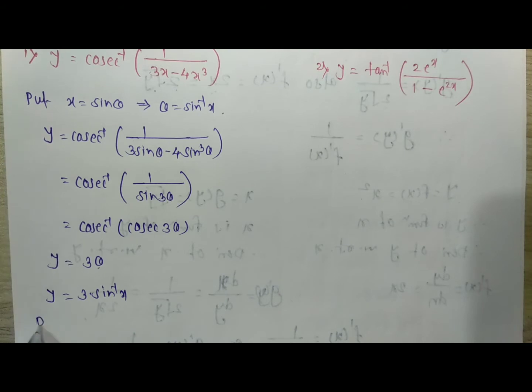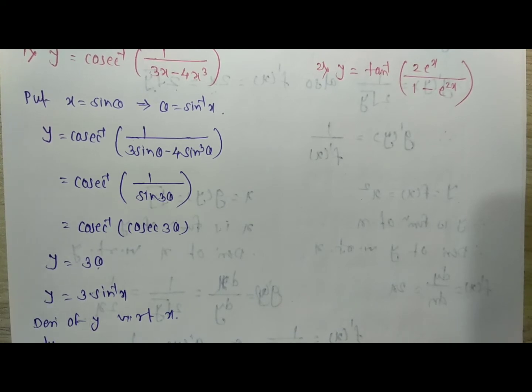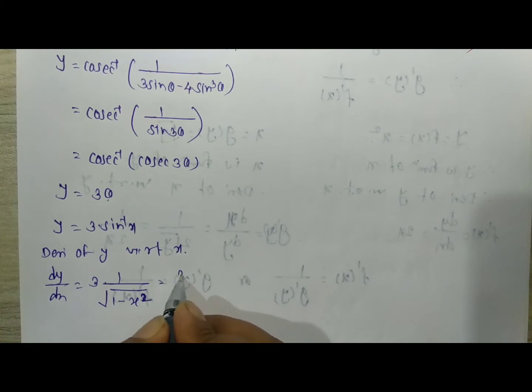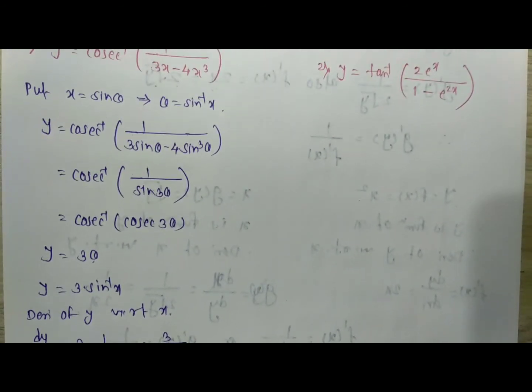Y is a function of x, therefore the derivative of y with respect to x, dy by dx, is equal to 3 into 1 divided by square root of 1 minus x square. That means 3 divided by square root of 1 minus x square is the derivative. You can find the derivative like that.